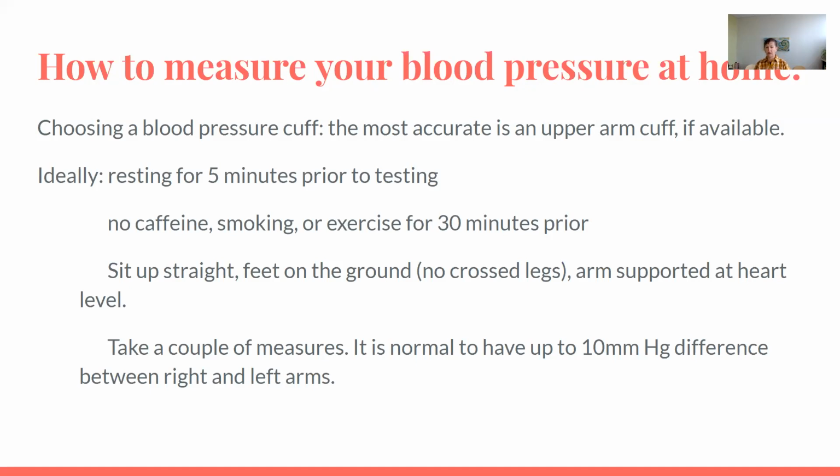And if you're doing right arm and left arm, it is normal to have up to a 10 millimeter mercury difference there. So don't be alarmed if you see that. That's okay. And when you first start taking your blood pressure, think about taking it morning and night for 4 to 7 days. It gives you a good idea of what your average is and what your cuff reading is telling you.